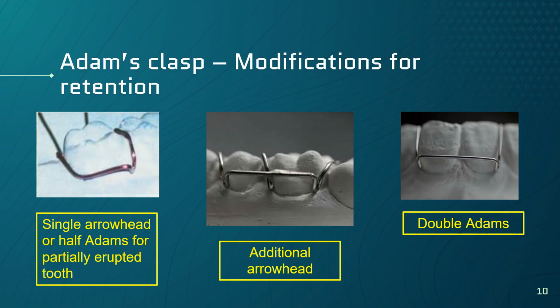The Adams clasp is very versatile and can be modified in many ways to obtain retention in different situations. We have a modification called the single arrowhead or half Adams, which can be used for a partially erupted tooth. To gain additional retention, we can put an additional arrowhead on an adjacent tooth, or we can put the bridge across two teeth, in which case it is known as a double Adams.